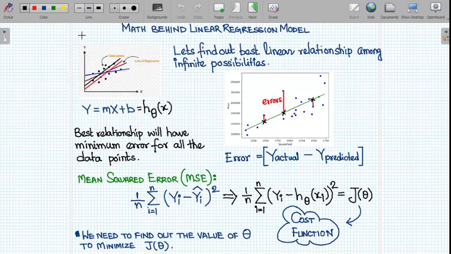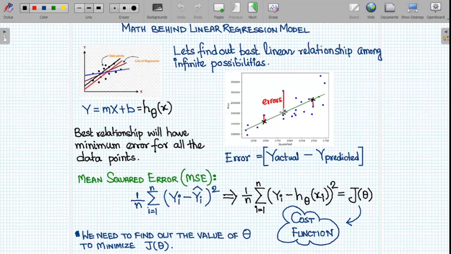Hey everyone, in our previous session we discussed a linear regression model. We realized how we can establish a linear relationship between an independent and a dependent variable. The equation for that linear relationship follows the linear equation, which is y equals mx plus b. By changing the values of m and b, we have infinite possibilities to draw straight lines. Let's find out how we can get the best linear relationship among infinite possibilities.